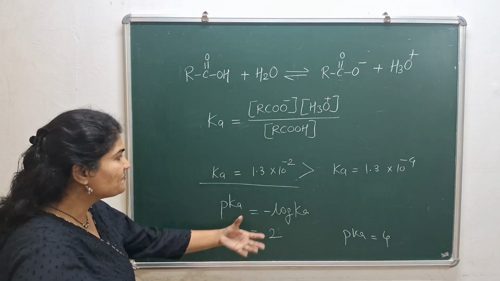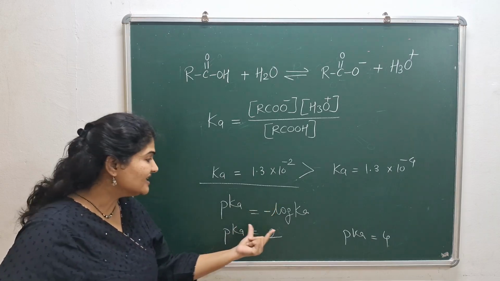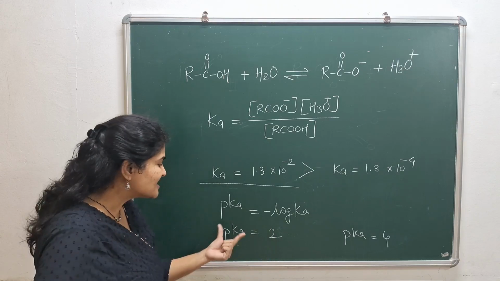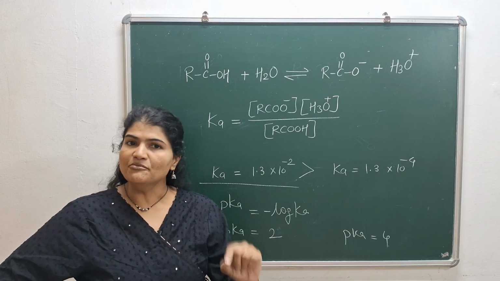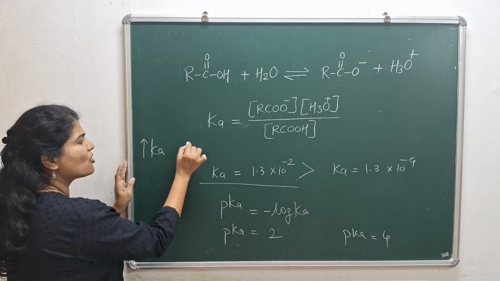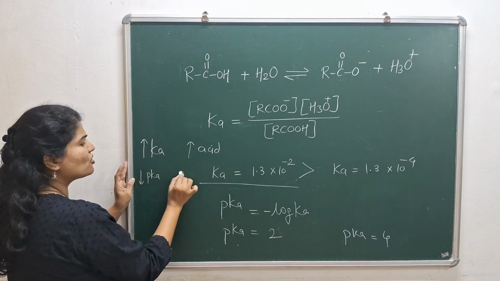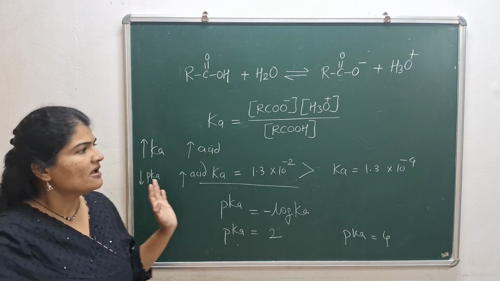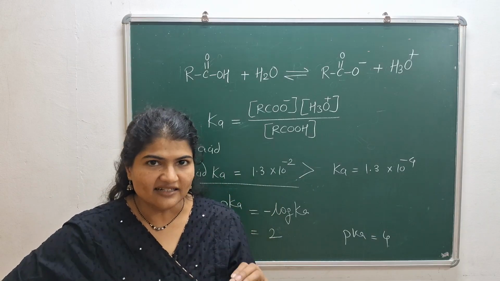Now as you can see, this Ka value was higher, but when it was converted to the negative log, the value became smaller. That is the reason the smaller the pKa, the stronger the acid. So it is very important to note that the higher the Ka, the stronger the acid, but the lower the pKa, the stronger the acid.